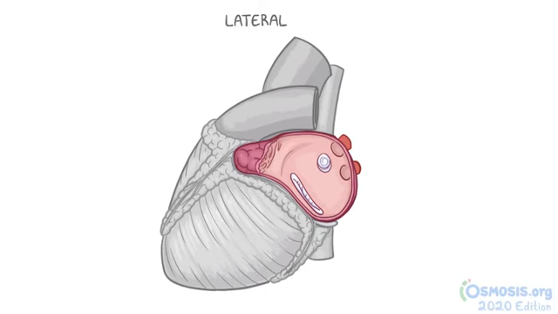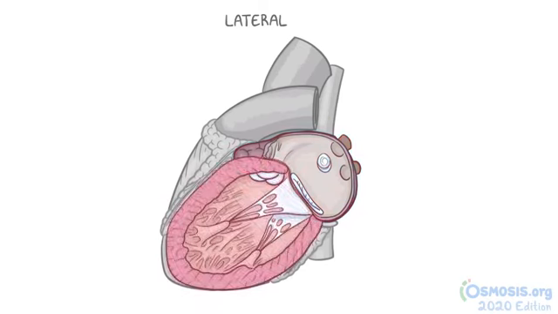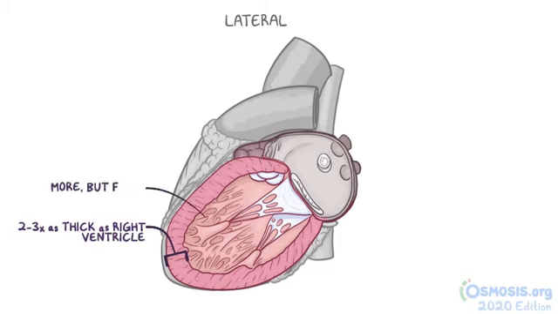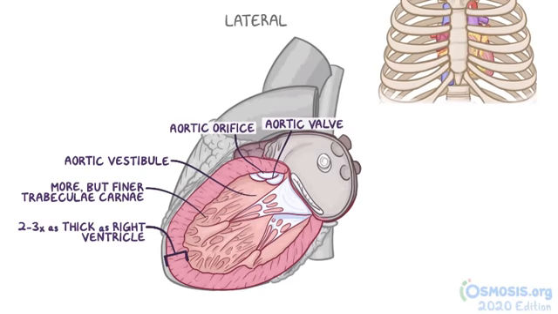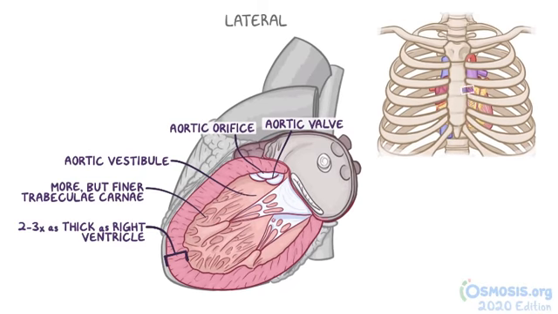Finally, let's look at the left ventricle, which forms the apex of the heart. Since the pressure inside the left ventricle is higher, its walls are 2 to 3 times as thick as those of the right ventricle. The left ventricular walls have more, but finer, trabeculae carneae than the right ventricle. It also has a smooth-walled, non-muscular part, which is called the aortic vestibule, which leads to the aortic orifice and aortic valve.